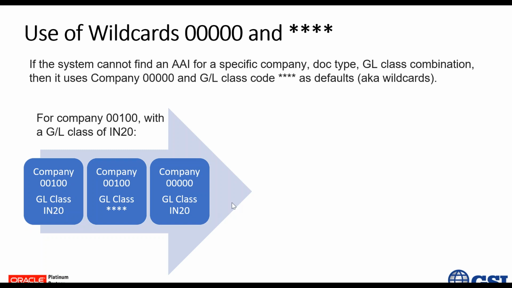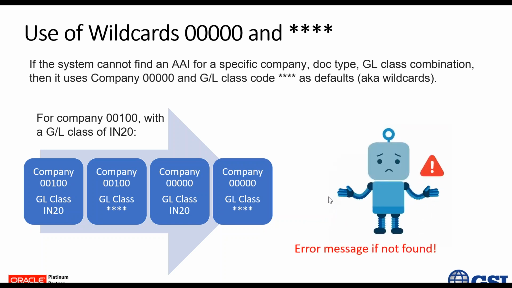If it can't find that, it will go to the specific geo class code and say, do I have a company 0 entry for IN20? If it does, it will use that. And then finally, if it can't find that, it will look for both values being wildcards, and use that one. And if it can't even find that, you're going to get an error message saying, I don't know how to create the general ledger entry, so now your transaction will error.